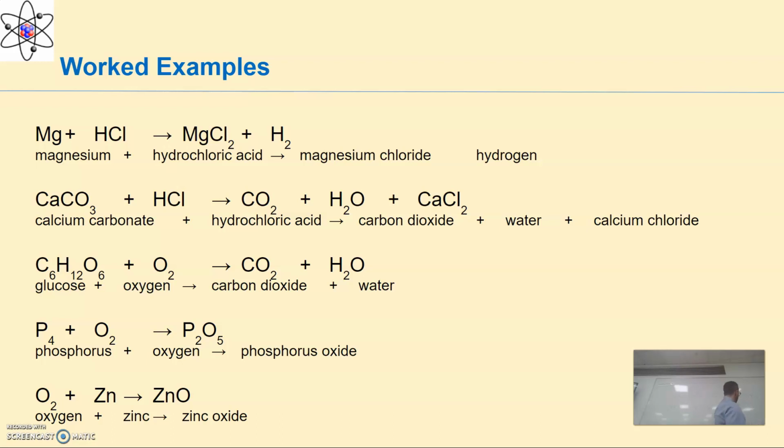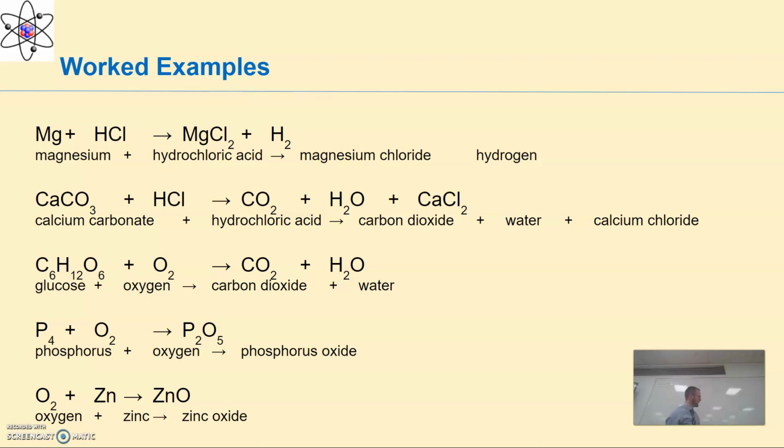C, H, and O. Just be mindful, I've got O twice on this side, but I don't list it twice here. Left-hand side, reactants: I've got 6 carbons, 12 hydrogens, 6 plus 2 is 8 oxygens there. Right-hand side, 1 carbon, 2 hydrogens, 2 plus 1, 3 oxygens.